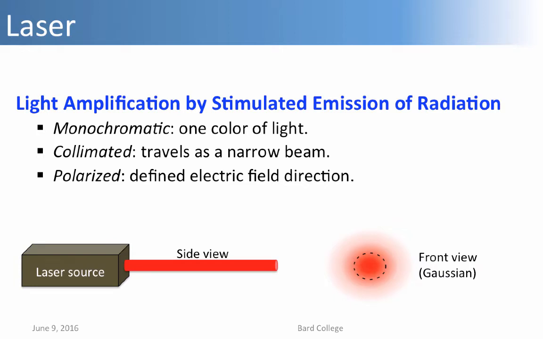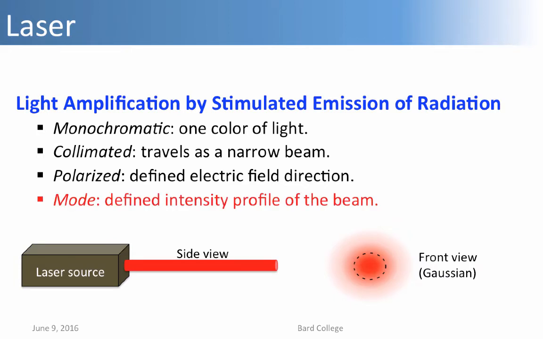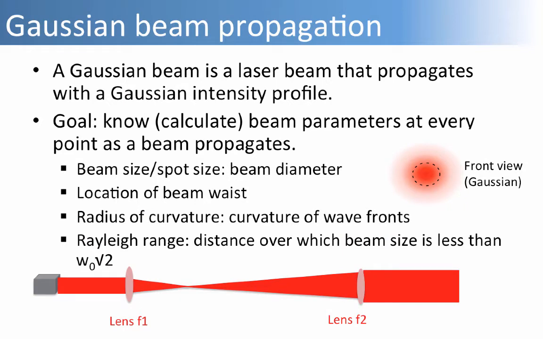The laser is polarized. We are just starting to learn about polarization. And today we're focusing on the mode. The mode means that the laser has a defined intensity profile. And in this case, the intensity profile is a Gaussian. So a Gaussian beam is a laser beam that propagates with a Gaussian intensity profile.